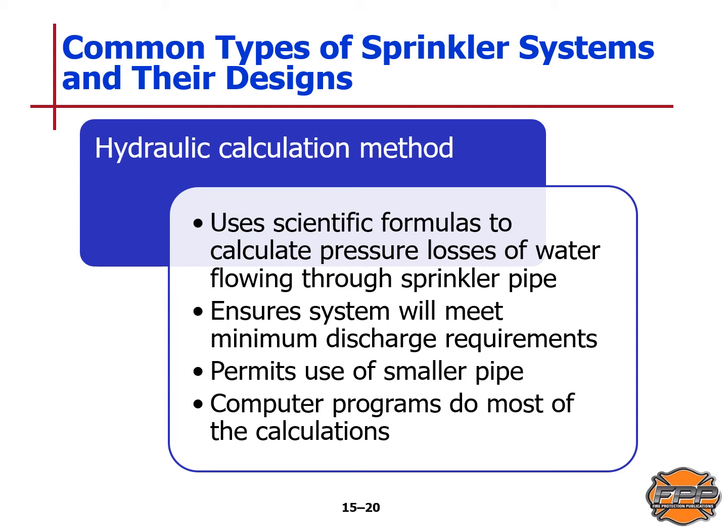Hydraulic calculation method uses scientific formulas to calculate pressure loss of water flowing through sprinkler pipe. It ensures a system will meet minimum discharge requirements and permits the use of smaller pipe. The computer programs do most of the calculations.